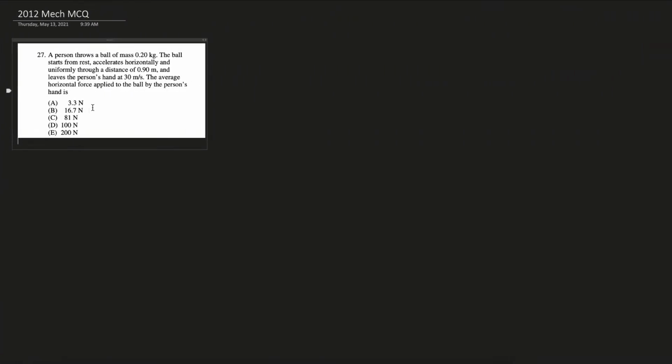Alright, 27 says a ball of mass 0.2 kilograms starts from rest and accelerates horizontally and uniformly through a distance of 0.9 meters and leaves the person's hand at 30 meters per second. The average horizontal force applied to the ball by the person's hand is, well, we know that the object, after traveling a distance of 0.9 meters, left with a speed.